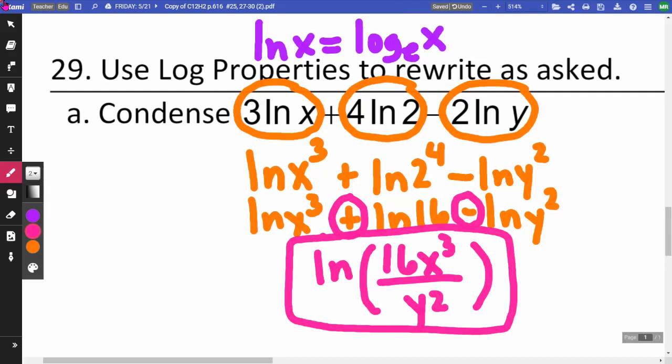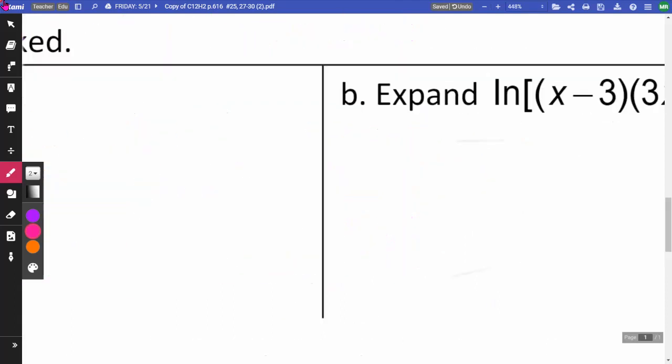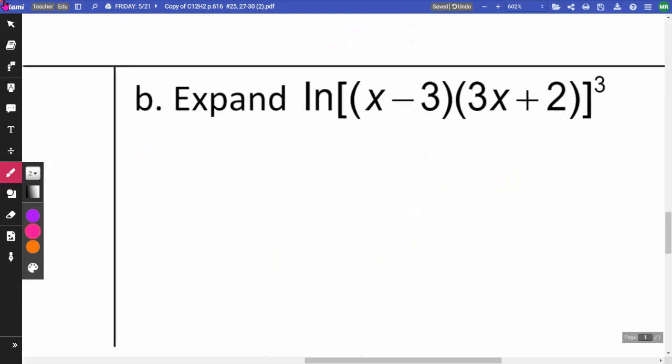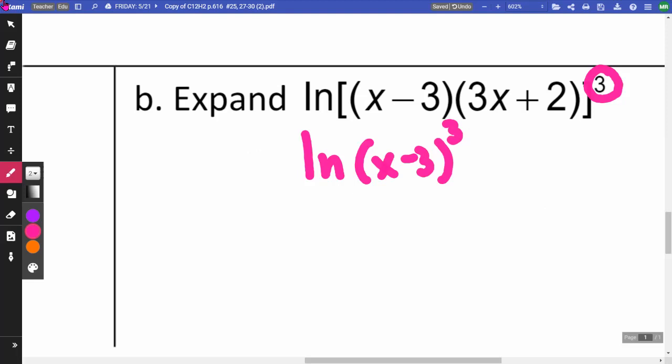I think we're going the other way on part B. So this time we want to expand. So when we're doing this ln, this 3 here, there are a couple of ways I can do it. I can have that 3 come to the front of this. That's one way to think about it. Or I can have both of these raised to the 3rd power. So this is really x minus 3 to the 3rd and 3x plus 2 to the 3rd.